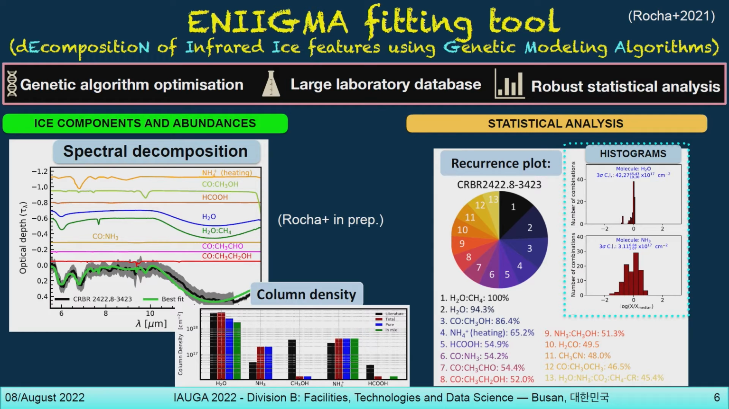So here I'm showing an example from a paper in preparation of a protoplanetary disk, where we combine different laboratory data, and with this we can fit the observations well. Another step is that ENIGMA can give you information about the icy column density of the molecules, and once the solution is found, ENIGMA can perform a statistical analysis, like for example the recurrence plot, and see how frequent one specific component is, how important it is for the fit, and finally you can evaluate how well constrained the icy column density is using the histogram analysis.